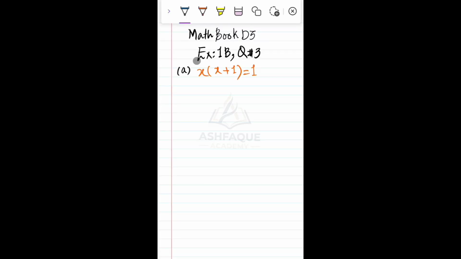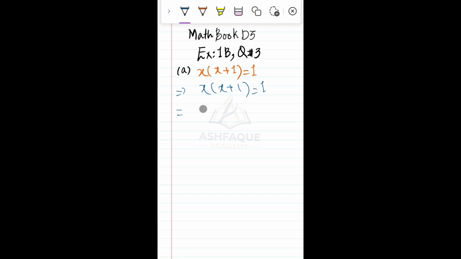Today we are going to solve exercise 1b, question number 3 part A, that is x into x plus 1 is equal to 1. So this is a quadratic equation. First of all, we have to simplify it into the quadratic equation. For this we have to do x into x plus 1 is equal to 1.